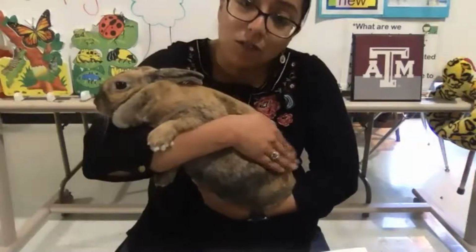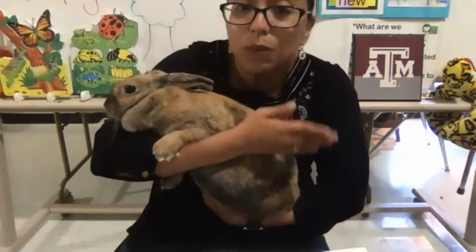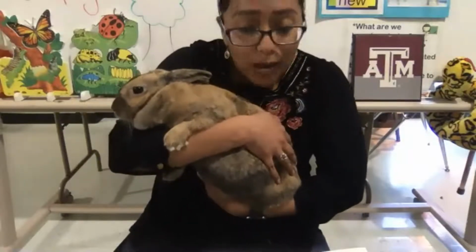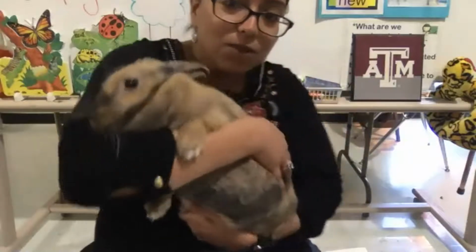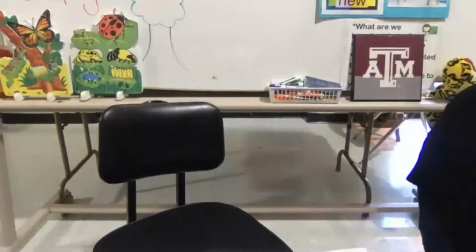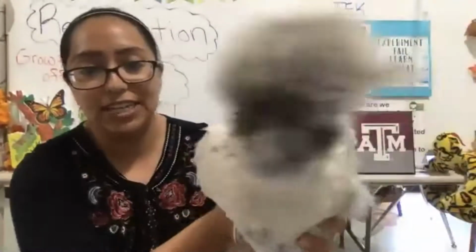And something special about her, since she is a living thing, she has the ability to reproduce or have baby rabbits someday. So that's Mochi. You guys can say bye to Mochi. I have another animal I'm going to show you guys. This is Pepper. Pepper is a blue silky chicken.